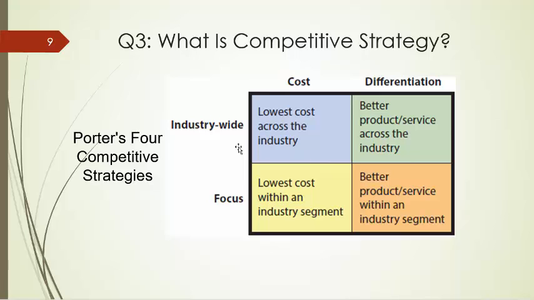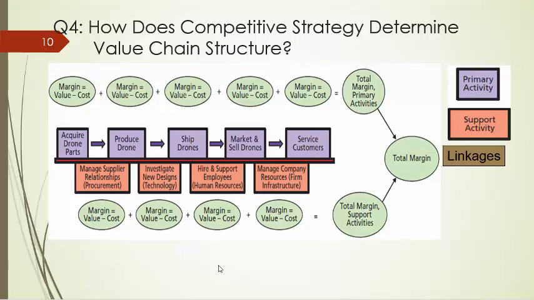The next question we will look at is, how does competitive strategy determine your value chain? And so if you look at your value chain, as an example of our Falcon Security one, we might have a small drone manufacturer value chain. So this one might be part of their value chain if they decide to go that route. So we have, one activity is acquire drone parts, then produce the drone, ship the drones, market and sell the drones, and then service the customers.